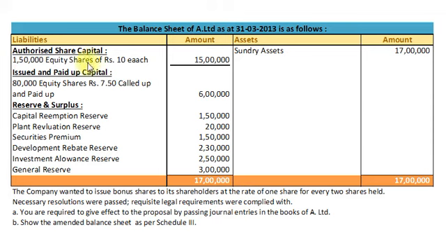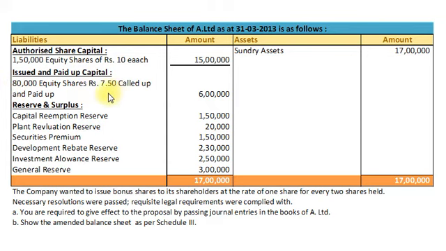Here we are given authorized share capital 15 lakh rupees. This is just for information, not for bonus shares issue. Here issue and paid up capital 80,000 equity shares of rupees 10 each, 7.50 called up and paid up. It means our 80,000 equity shares are initially partly paid up equity shares, and as per the rules and provisions for issue of bonus shares, first of all we need to make our partly paid up equity shares fully paid up. So here we will declare bonus to make our partly paid up equity shares fully paid up.